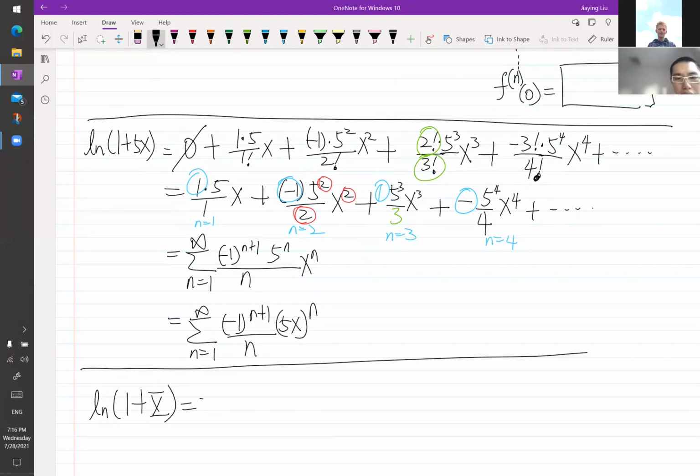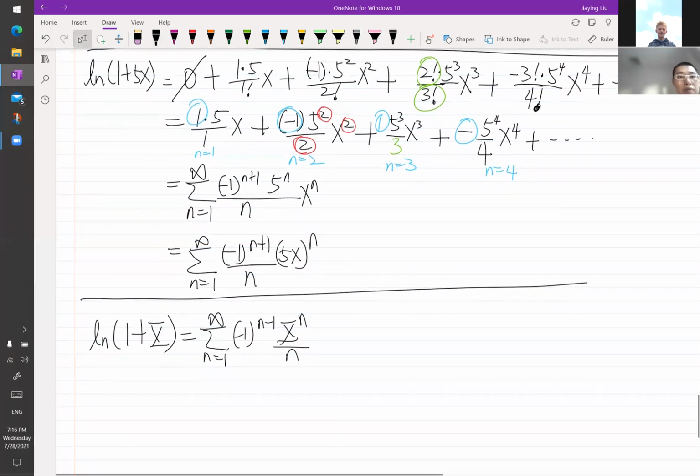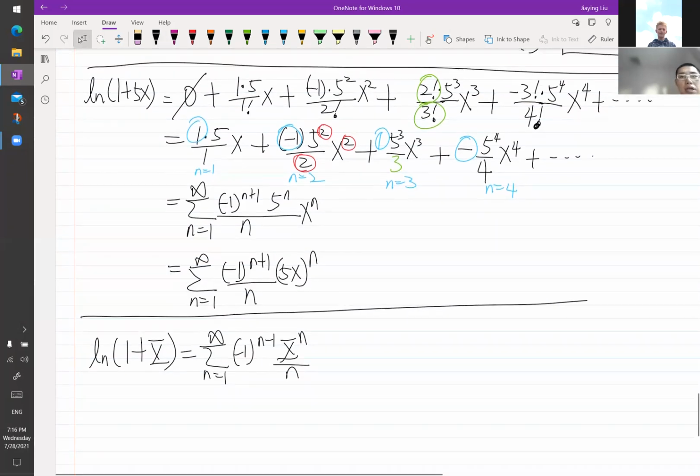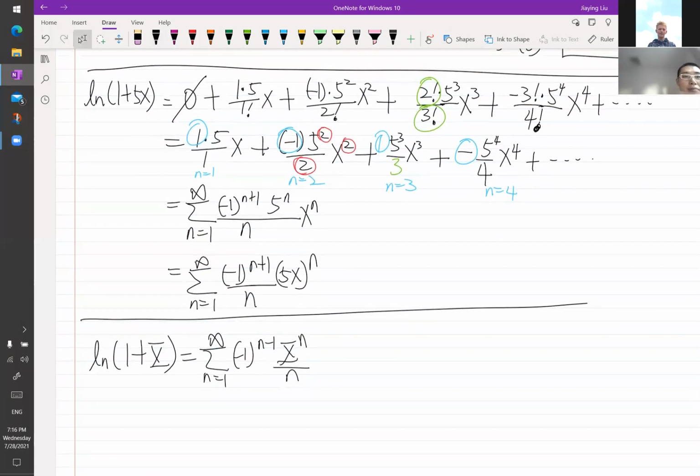So that is equal to sigma n from 1 to infinity, negative 1 to the n minus 1, capital X to the n over n. So that's what the book says for the Maclaurin series of 1 plus capital X. We can just use this formula because what we are interested in is natural log 1 plus 5x.